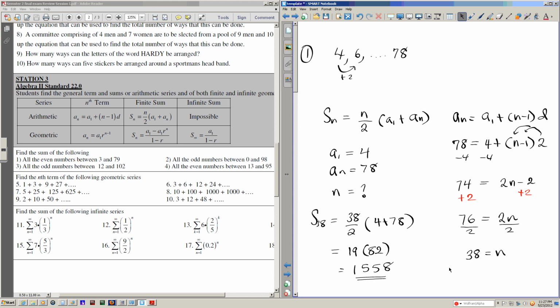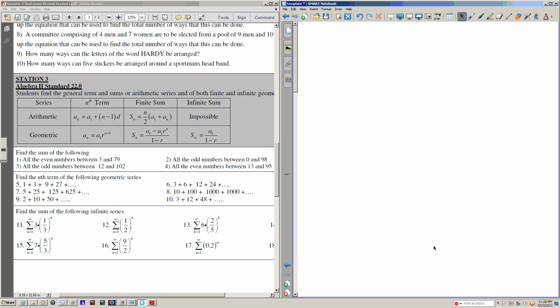All right, let's move on to question number 5. These problems involve infinite series, because anytime you have the dot dot dots, it means that the series goes on forever. So number 5, we're asked to find the nth term. So we're going to use the nth term formula for geometric series, which is an equals a1 times r to the n minus 1.